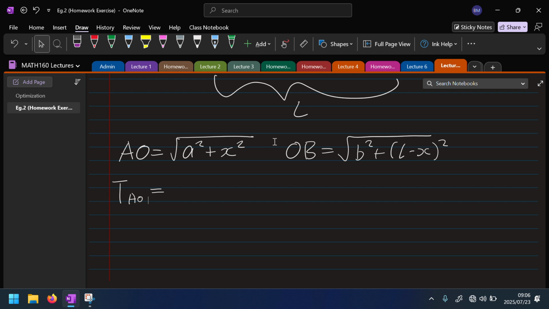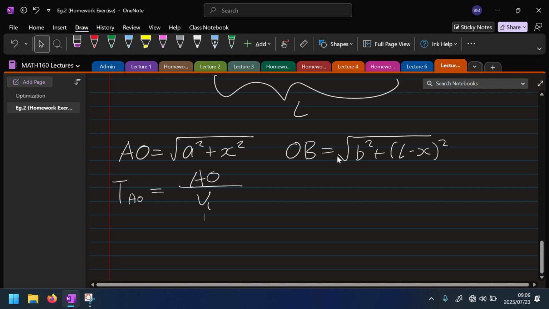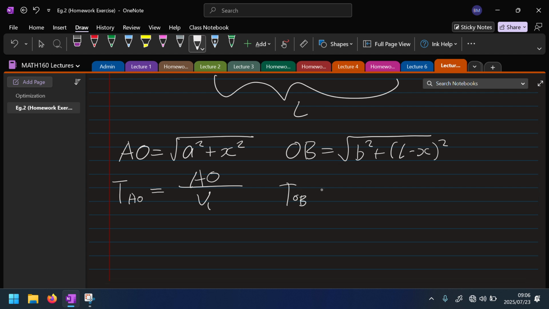Distance over speed. Okay. So we've got the distance AO, and we're dividing by the speed, V1. Then we're going to do the same thing for the other one, T_OB. Again, distance over speed, so OB that we found over there, but now the speed is V2. So that's the time taken for the first segment, and the time taken for the second segment.